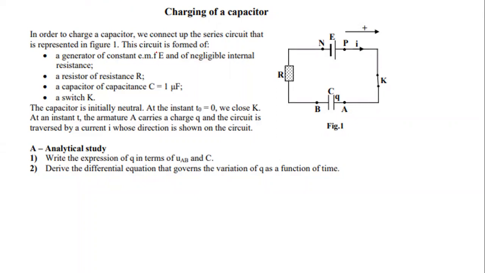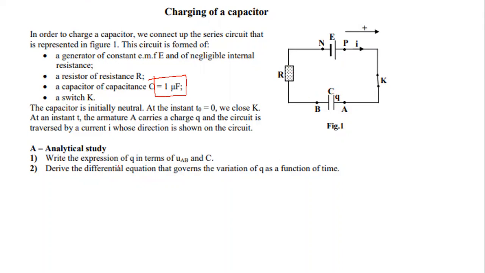Session 2013-1. In order to charge the capacitor, you connect up the series circuit presented in this figure, where we have a resistor, a battery, a capacitor, and a switch. The capacitor is initially neutral, and we have C equal to 1 microfarad. We close the switch, and plate A carries a charge Q.